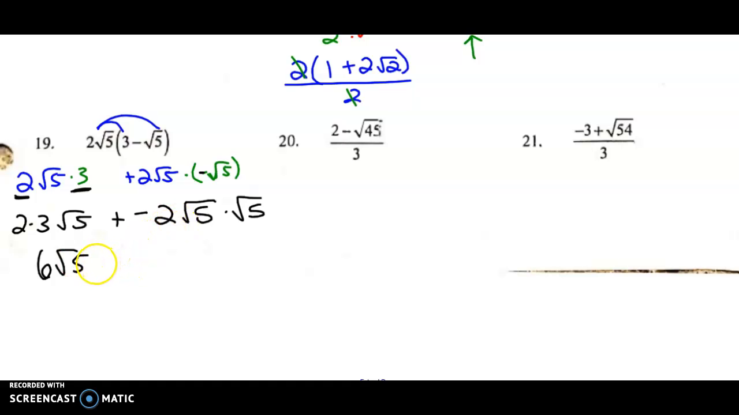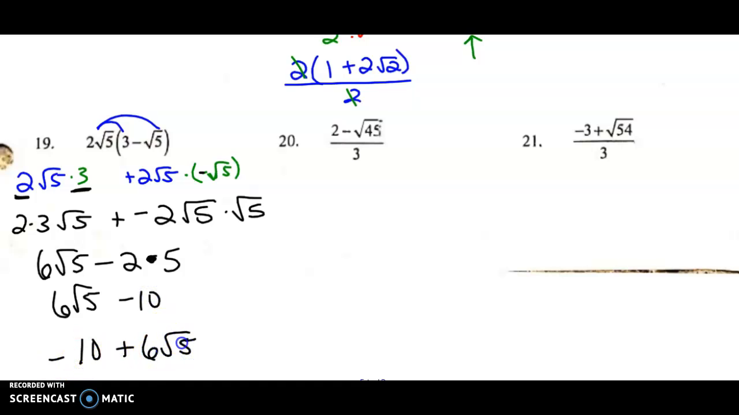And then minus 2 times square root of 5 times square root of 5, which is just going to be 5, or square root of 25, which is 5. So then we're going to get 6 square root of 5 minus 10. So you can leave it like that, or negative 10 plus 6 square root of 5. Either of those are fine.